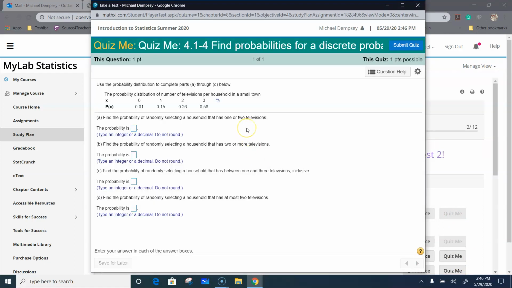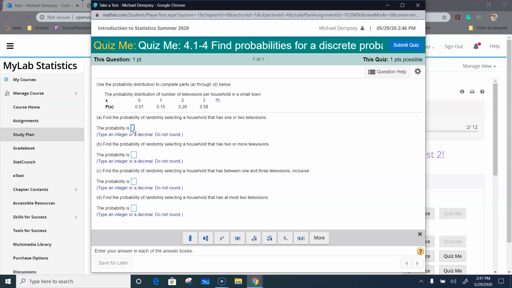Just one question. Okay, so find the probability distribution number of televisions in a household is given to us, right? So find the probability of randomly selecting a household that has 1 or 2. 1 or 2 would be 0.15 plus 0.26. I think that's 0.41. We just add those two together. Find the probability of randomly selecting a household that has 2 or more. So that would be 0.26 plus 0.58. I think that's 0.84. Just add those two together.